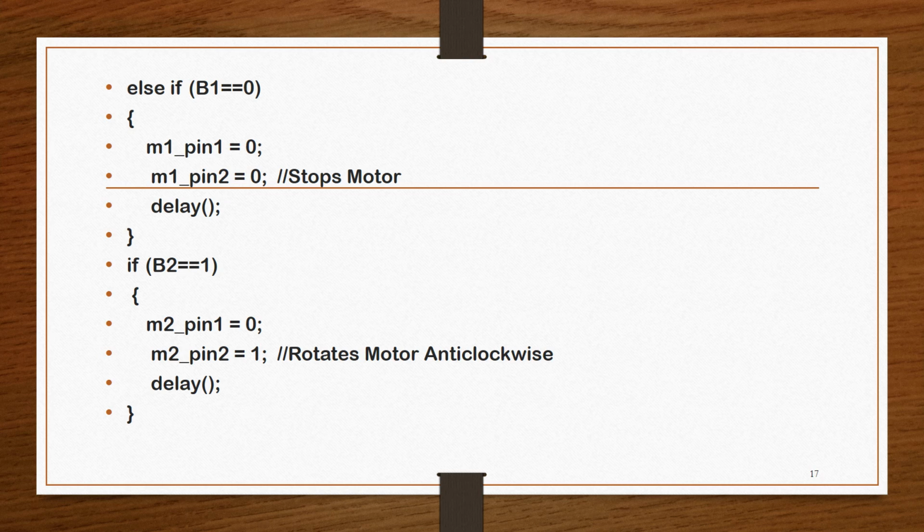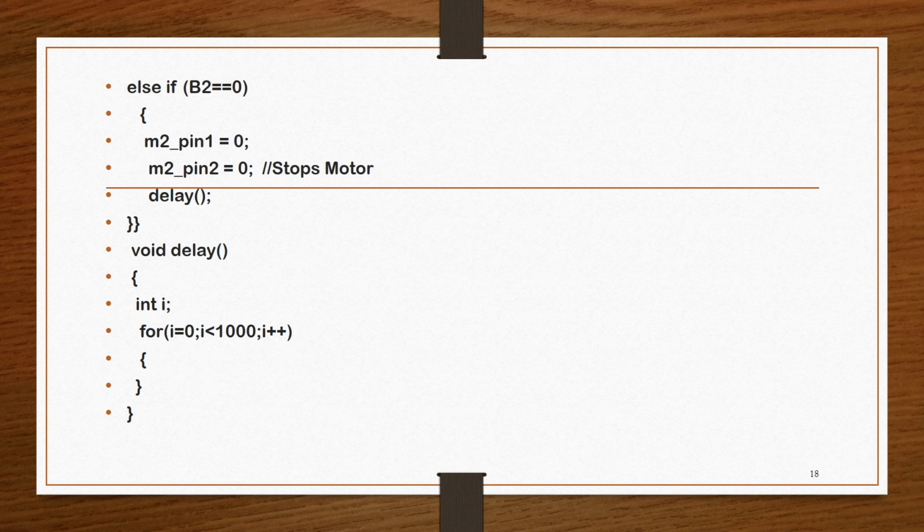Now if B2 is equal to 1, then M2 pin 1 equal to 0 and M2 pin 2 is equal to 1. So once we are taking care of motor 1, then we are taking care of motor 2. So here M2 pin 2 equal to 1 is going to be responsible for rotation of the motor in the anti-clockwise direction. Else if B2 equal to 0, M2 pin 1 equal to 0 and M2 pin 2 equal to 0.